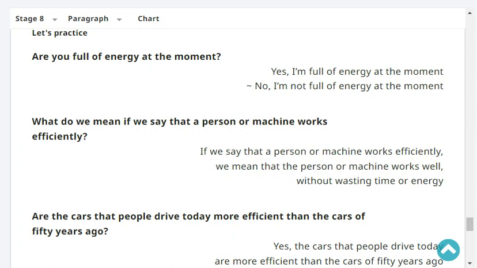What do we mean if we say that a person or machine works efficiently? If we say a person or machine works efficiently, we mean that the person or machine works well without wasting time or energy. Very good.